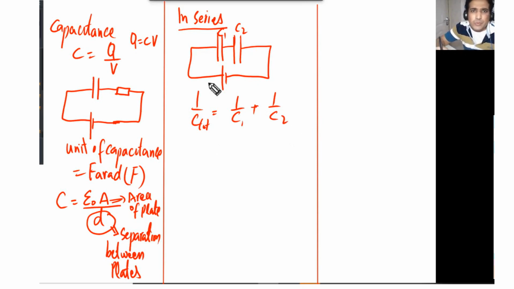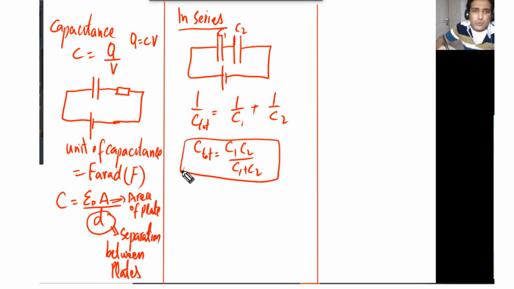So if only two capacitors, for example, the simple way we can simply say that C total will be equal to C1 C2 over C1 plus C2. So this is for two capacitors. This is only true for two capacitors. We can calculate like this. So this is for two capacitors only. So we can remember like this.